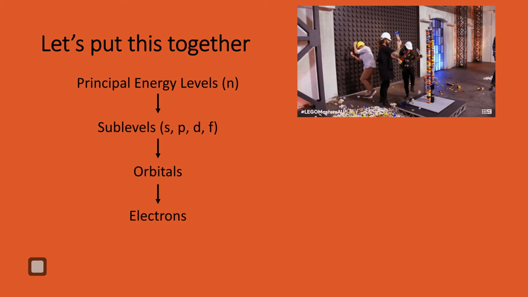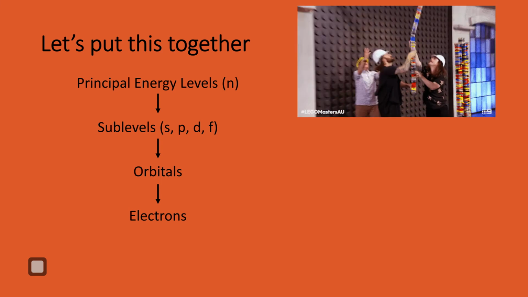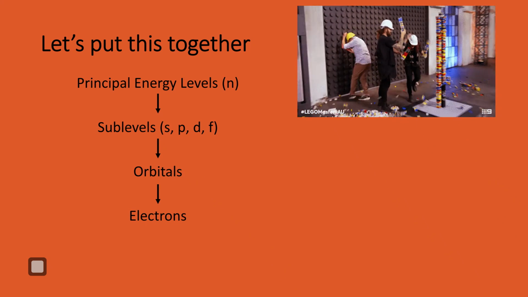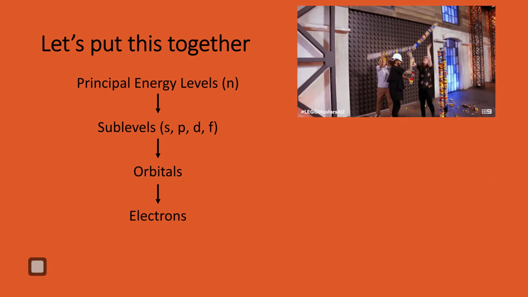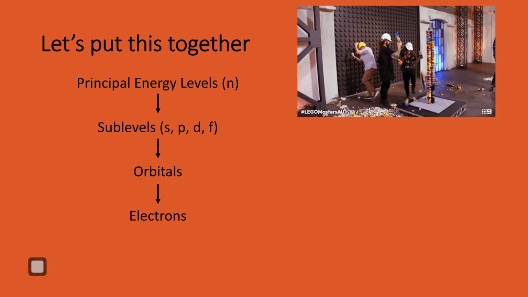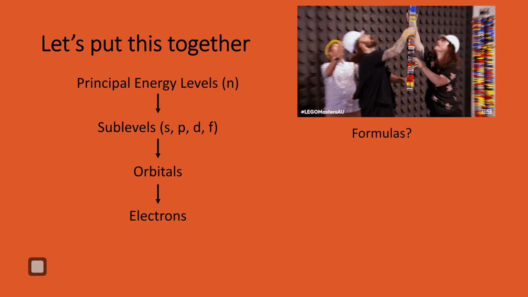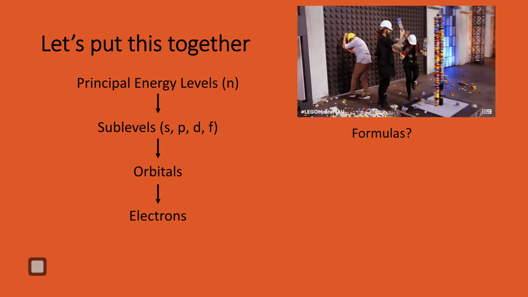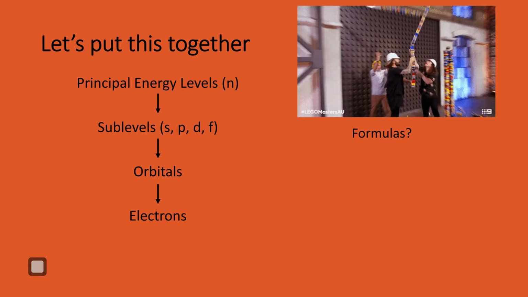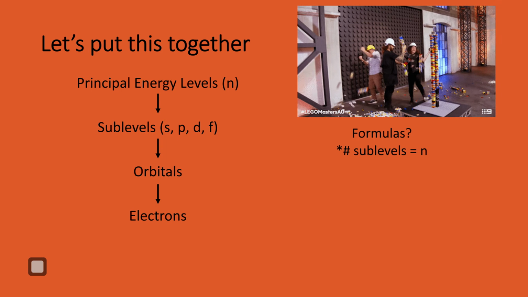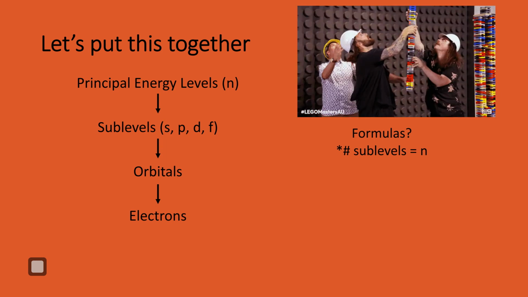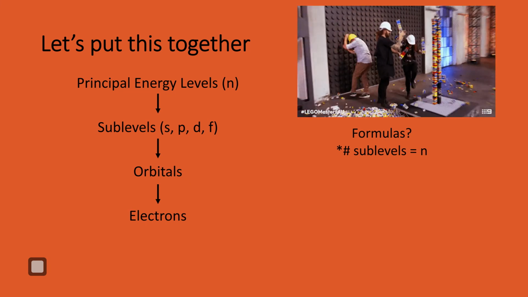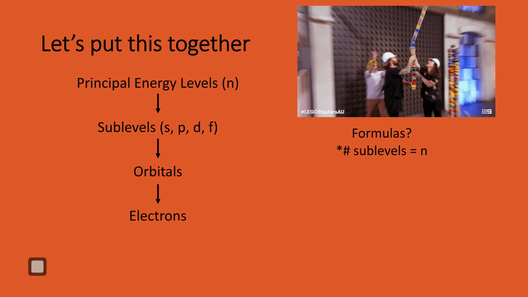So if we want to finally get this all together, you have principal energy levels, sublevels, orbitals, electrons. As I'm going down, I'm getting more specific, I'm getting smaller, is what I'm looking at there. So there are a couple things that I might ask you about these. I might ask you how many orbitals there are in the P sublevel. You should just know that it's 3, etc. But there's a couple, so these are the things I might ask. If I say I want to know how many sublevels there are in a principal energy level, they're equal to each other. So third principal energy level, third, 3 sublevels.